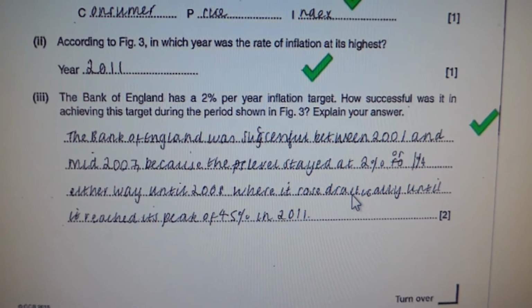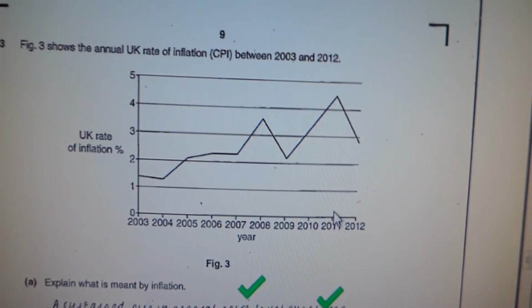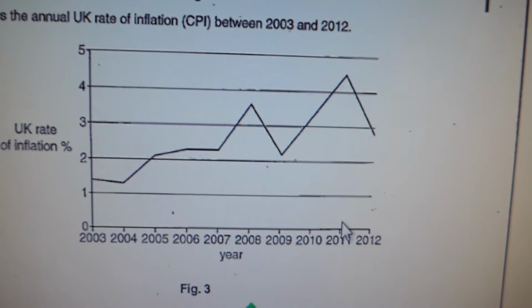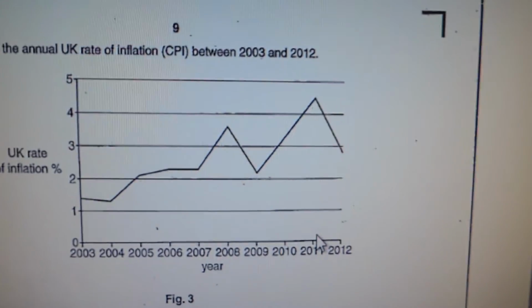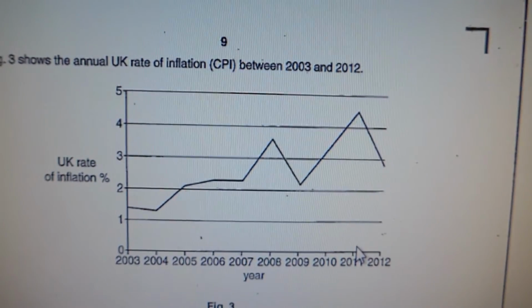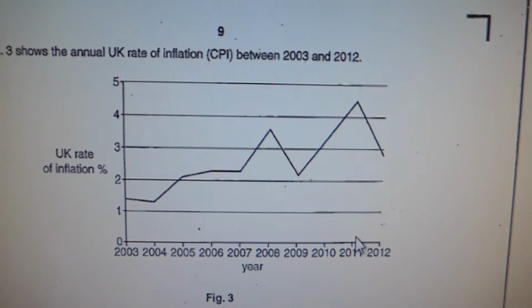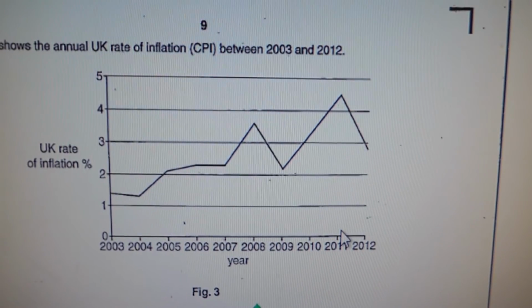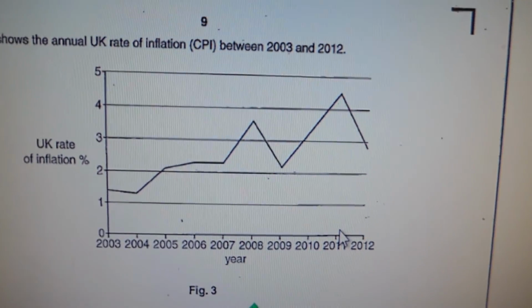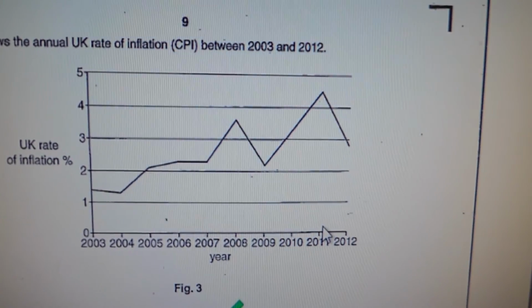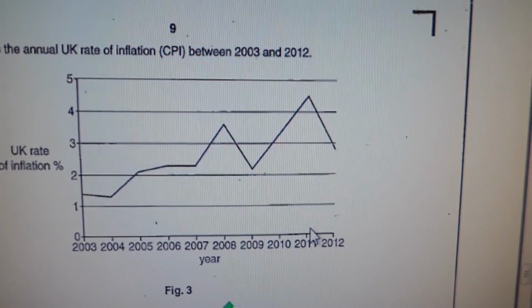The next question. The Bank of England has a 2% inflation target. How successful was it? Well, tricky question this one, ladies and gentlemen. Not many scoring 2. You must remember that the Bank of England's target for inflation is 2%, but it's a symmetrical target, i.e. it can be plus or minus 1% either side of 2. So if it's 3%, it's within target. If it's 1%, it's within target.